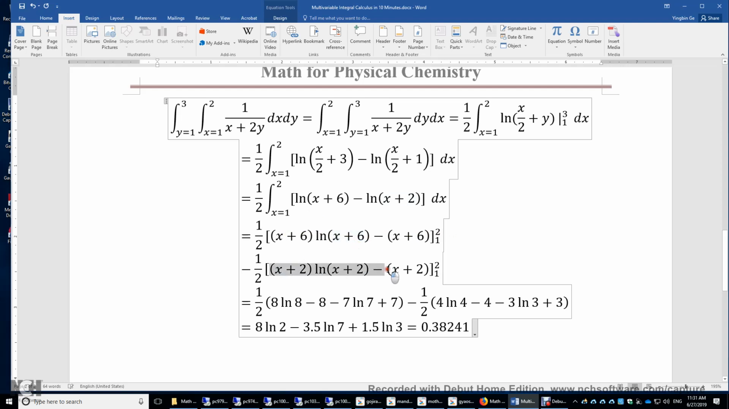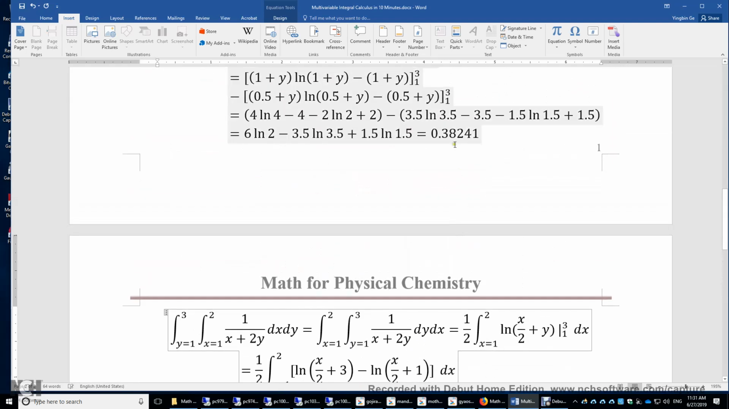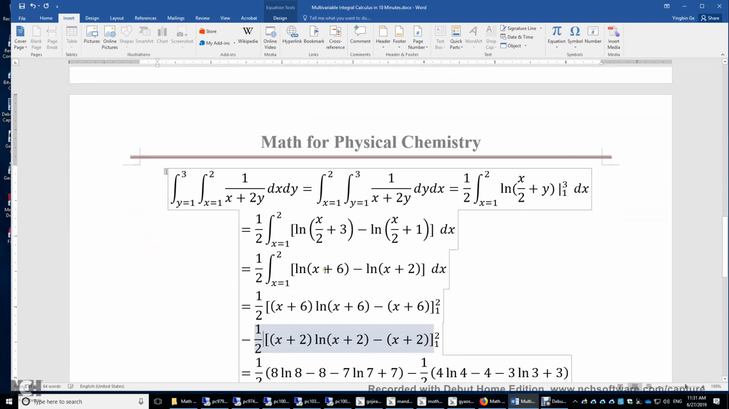Same here, we get this expression. And then we plug in numbers, we get the same result, 0.38241. So it doesn't matter which order you integrate the function of two variables.